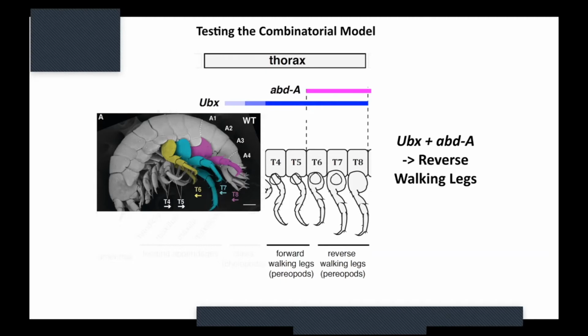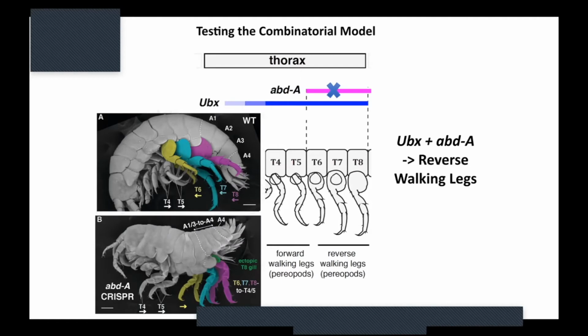So if we remove the magenta gene abdominal A, only Ultrabithorax should remain, and we should modify the identity of those legs. And it's exactly what we get. When we remove abdominal A, we get a very strange animal that has only forward walking legs. The reverse jumping legs were transformed into forward walking legs.